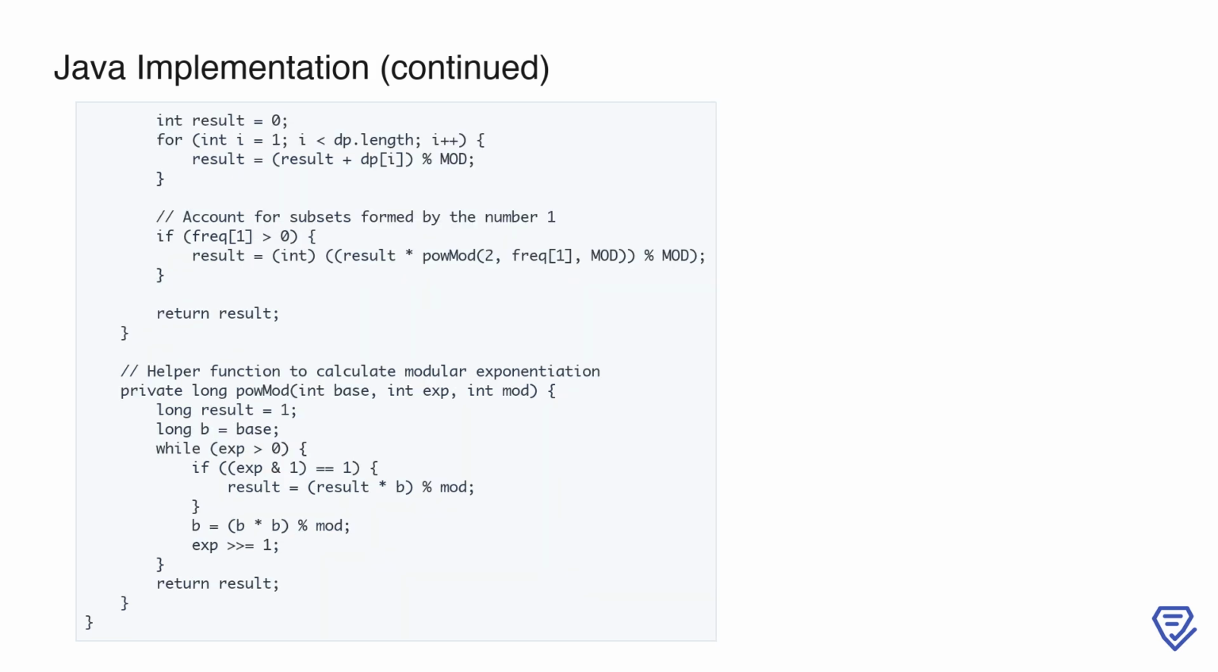Finally, we compute the result by summing all values in the DP array except for DP[0], which represents the empty subset. This gives us the total count of valid subsets without including the number 1.